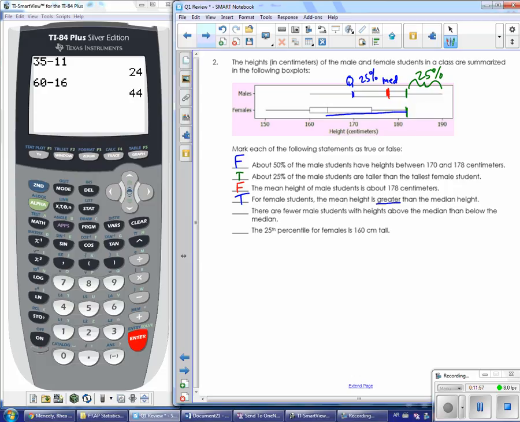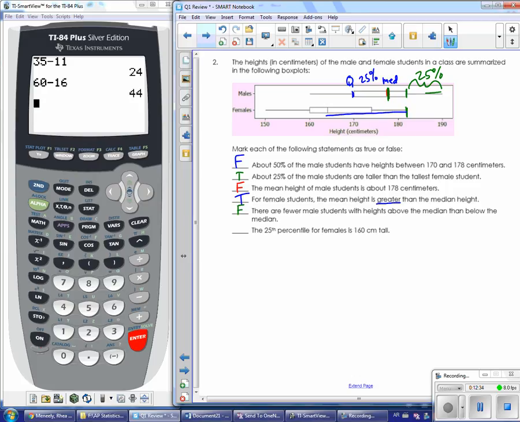The next statement says that there are fewer male students with heights above the median than below the median. Well, think about what the median means. It's the middle value. And if it's the middle value, then there are exactly the same number of students below it as there are above it. So even though the spread is different, and I can see that the spread above the median is smaller than the spread below the median, that doesn't have anything to do with the number of students that fall in those spaces. There's still half the data less than the median, half more. So this is a false statement.